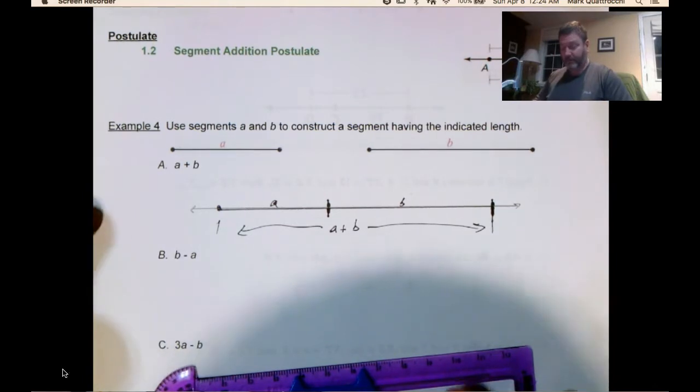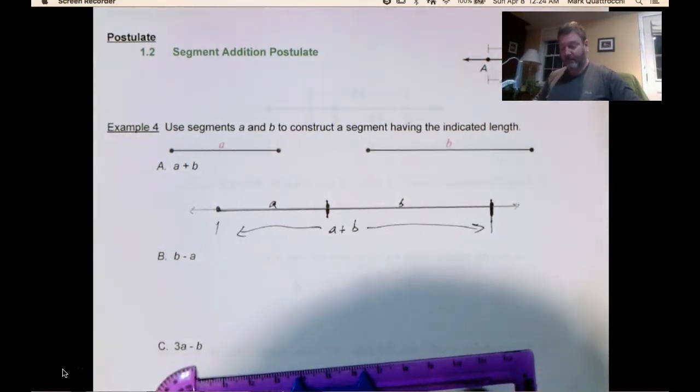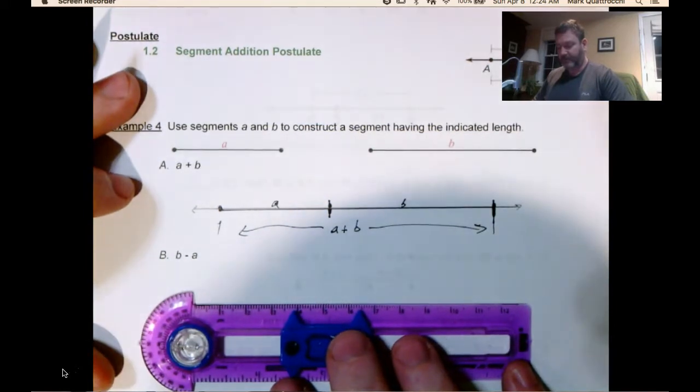Now we're going to do part B, which is B minus A. So again, I'm going to start with a line.